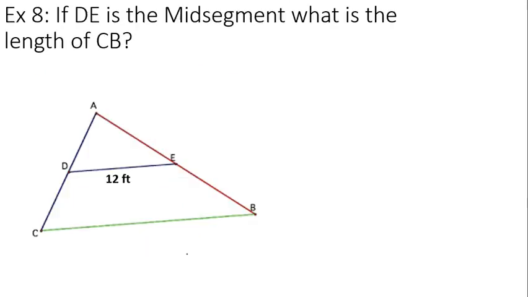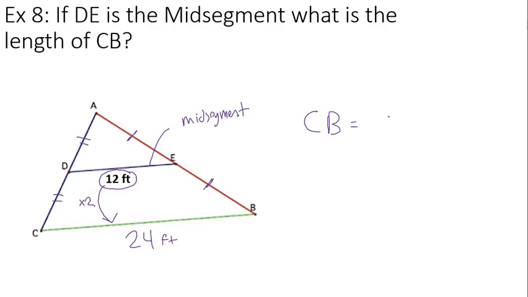Okay, so this is how we use the mid-segment. So it says if DE is a mid-segment, what is the length of CB? So we're saying that this is the mid-segment. So what I could do here, I could say that this side are congruent. Same thing with these two. And since I'm going from here this way, I'm just going to multiply by 2. So 12 times 2 gives me 24 feet. So here I say CB is equal to 24 feet.